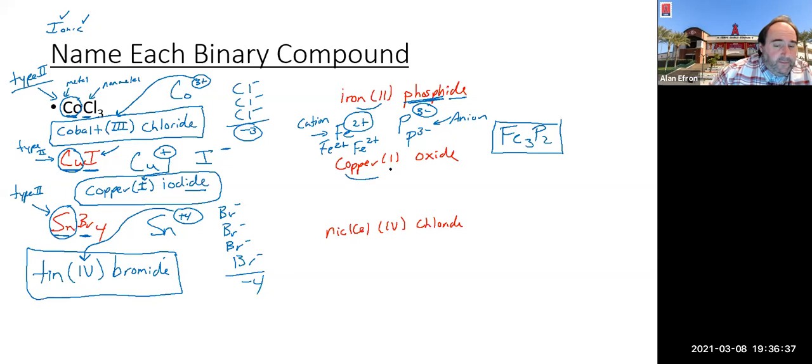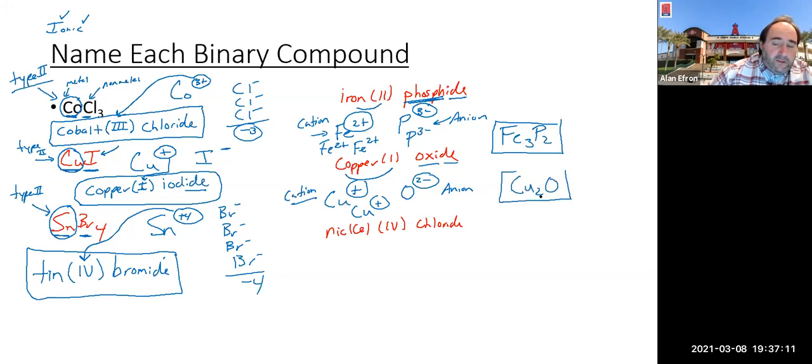Same thing here, copper Roman numeral 1. As soon as I see that Roman numeral, I know it's type 2. I also know the charge on my cation is +1. Oxide, IDE is negative. Ox is oxygen from the periodic table, which is group number 6, and a -2 charge, which is our anion. Here, putting these guys together, simplest way to get to 0 is I need one more copper with a +1 charge. That means it would be Cu2O, one oxygen, 2 coppers, each at +1. Any question on that particular one?